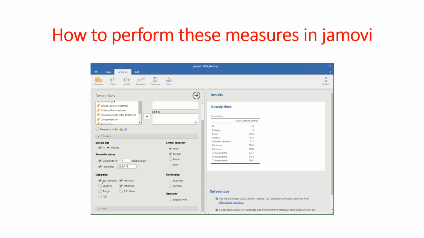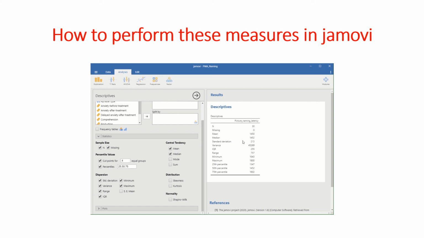We have a standard deviation, which is already selected. We need to select variance, range, and IQR, which stands for interquartile range. And then you go to the window here. You can see that we have 30 participants in this data, number of missing participants 0.